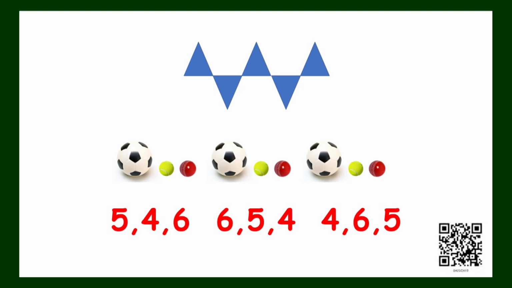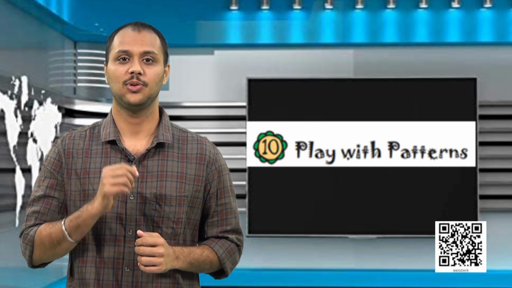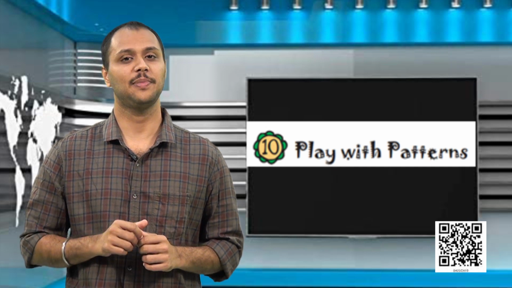Now can you tell me what will be the fourth pattern? Yes, 5 will come in the position of 4, 6 will come in the position of 5 and 4 will come in the position of 6, which will be 5, 4, 6, just like the first one. Now I will give you some more patterns. You have to complete it.